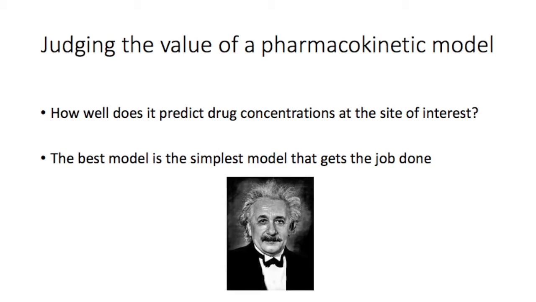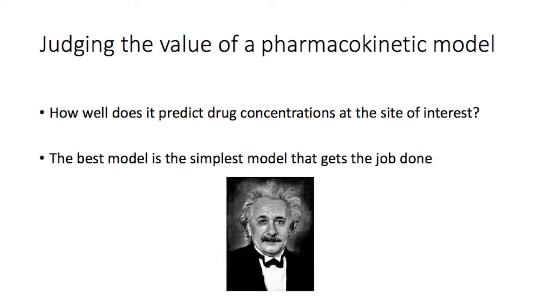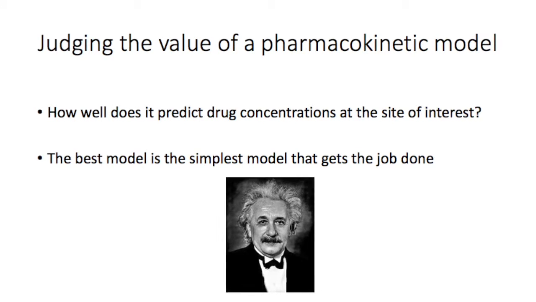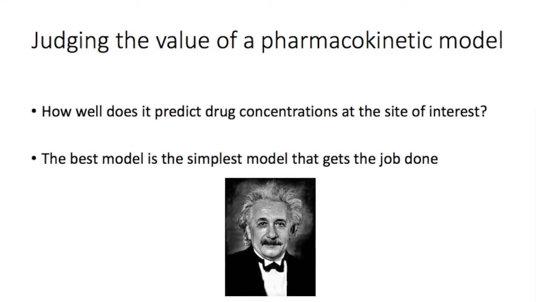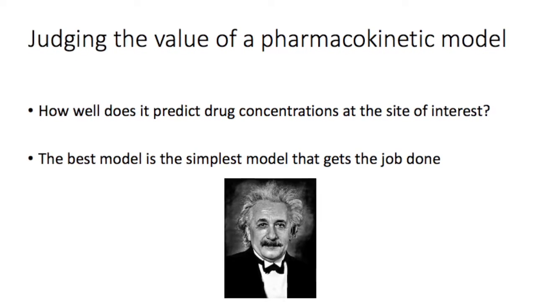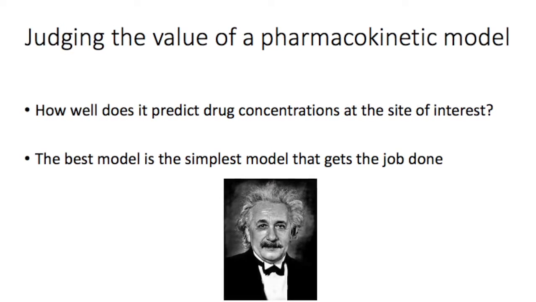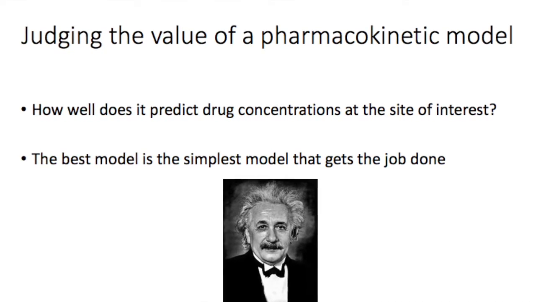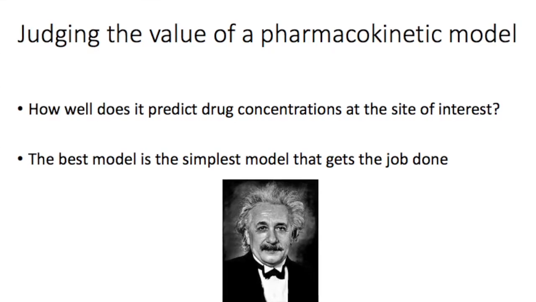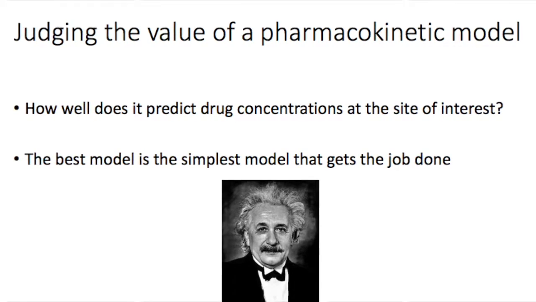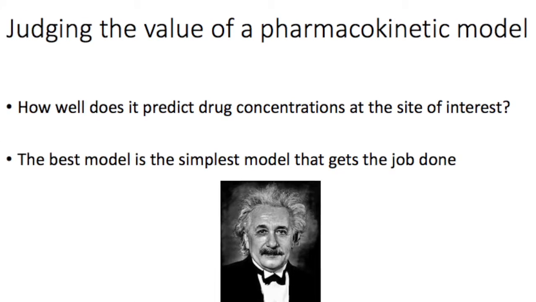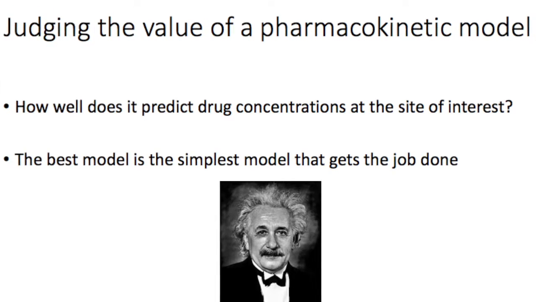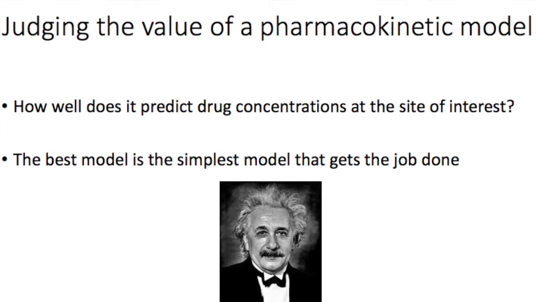Regardless of which model you choose to describe your pharmacokinetic data, the value ultimately lies with whether it does a good job of predicting drug concentrations at the site of interest, which we acknowledge is the receptor, although we commonly assume that plasma concentrations are a good proxy. So to paraphrase Einstein, the best model is the simplest model that gets the job done. If there is no need to add an additional compartment, don't do it.